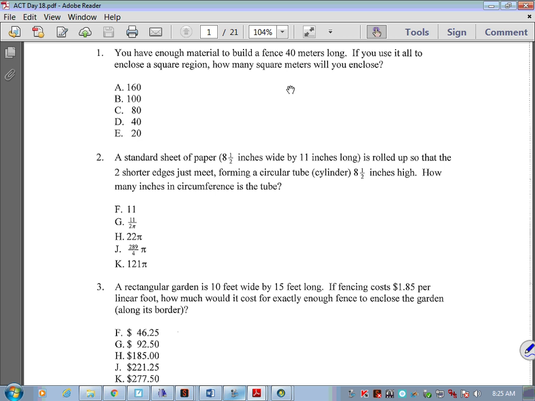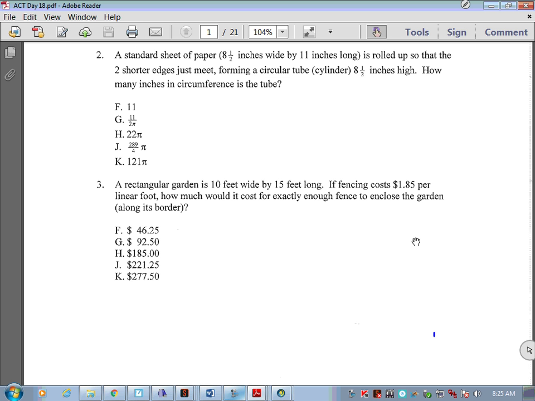Okay. Anybody on the first page, 1, 2, or 3? Go ahead. 2. Okay. Let's see. Let me try to stir this up here a little bit. Okay. A standard sheet of paper.